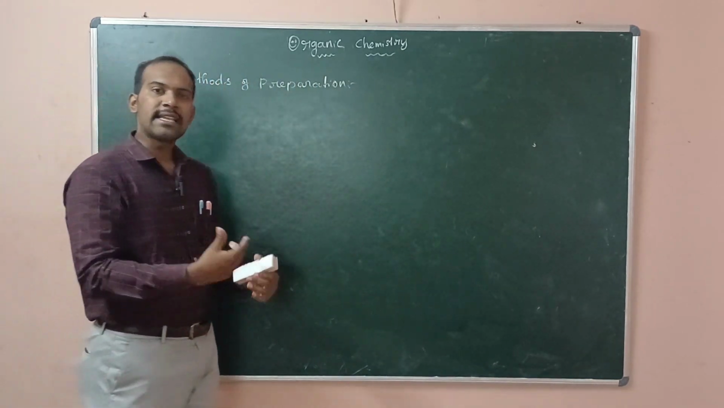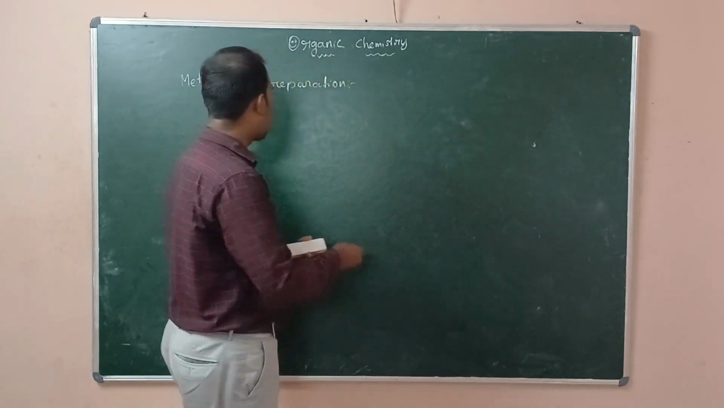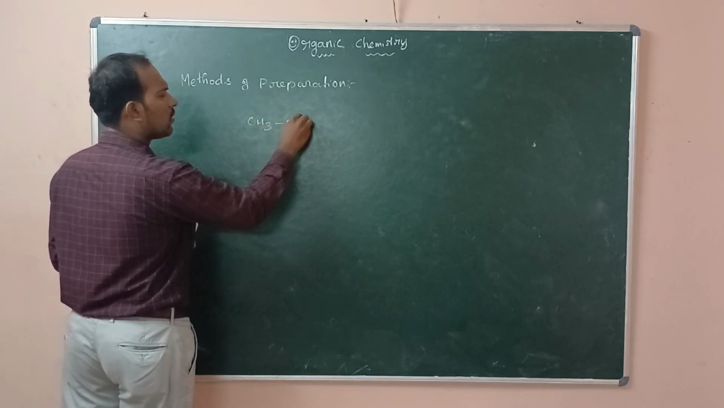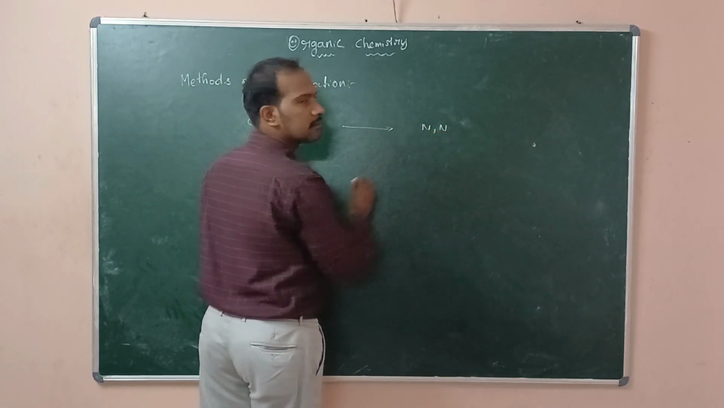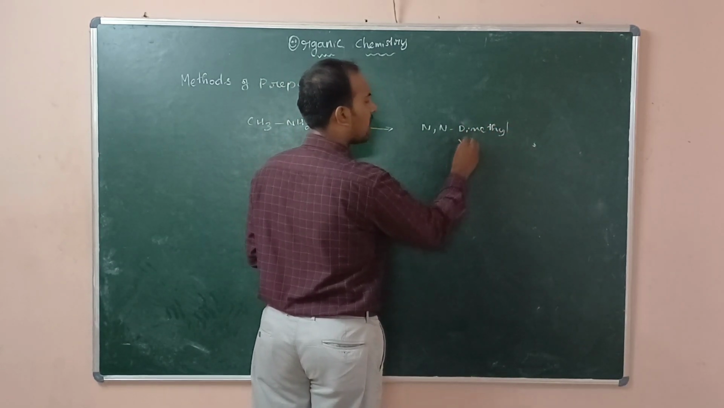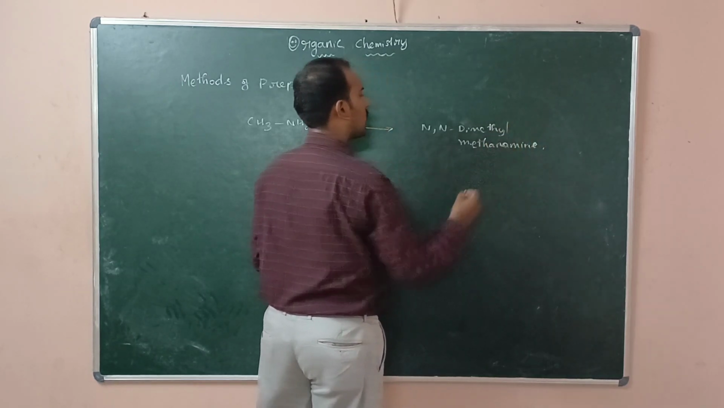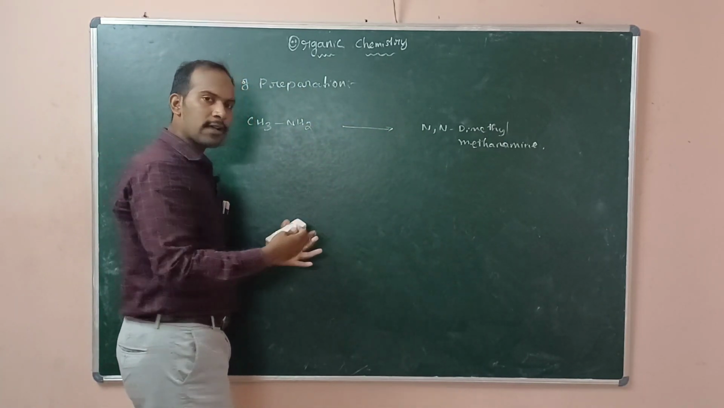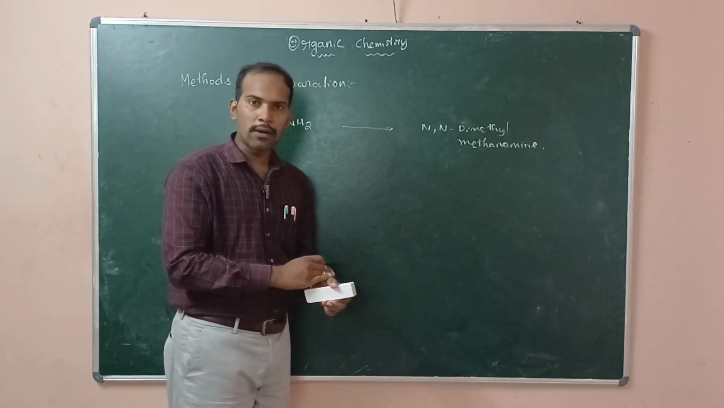Now if you look at the example, a lot of conversions are asked here, okay? How will they ask in conversions? For example, how will you convert methanamine to N,N-dimethylmethanamine? So first, we have to learn the structure. Then only we can move on to the conversion.